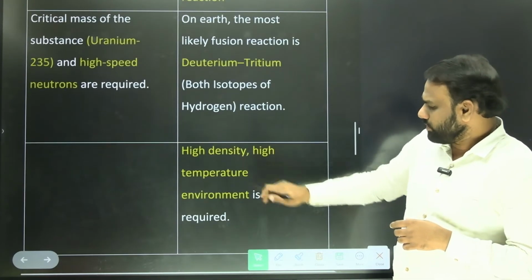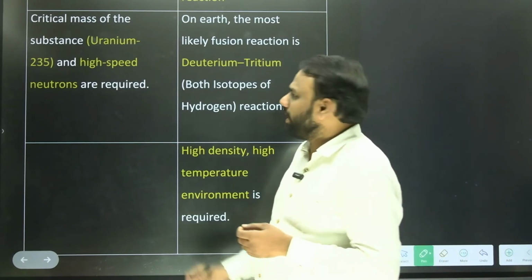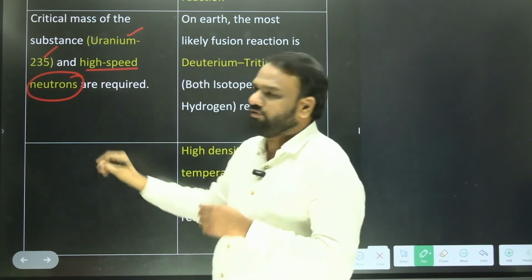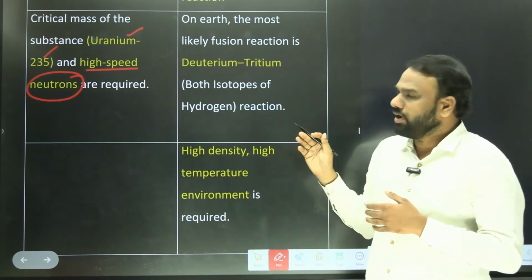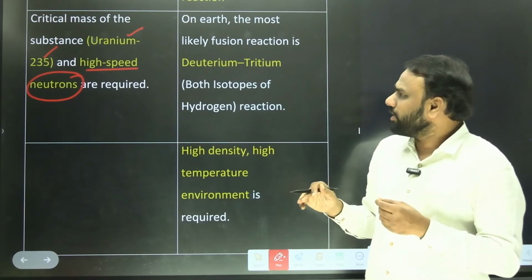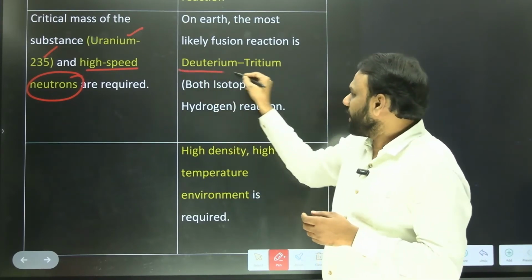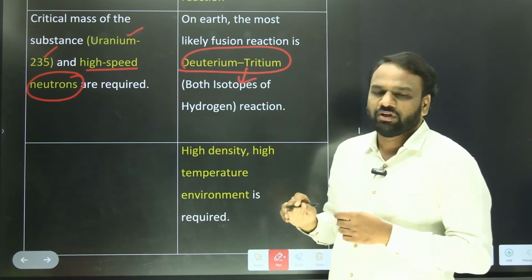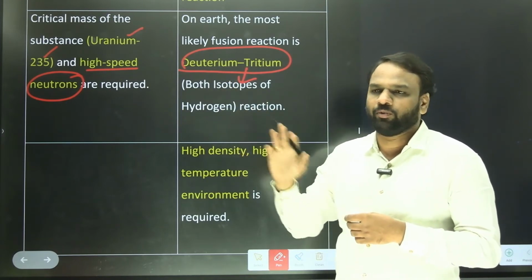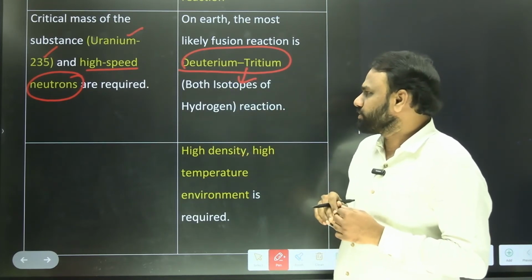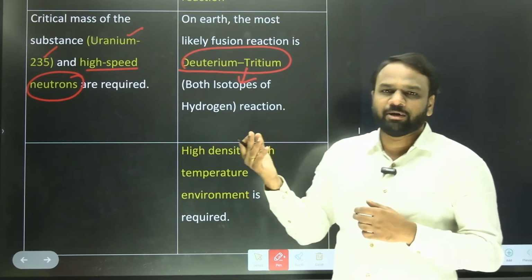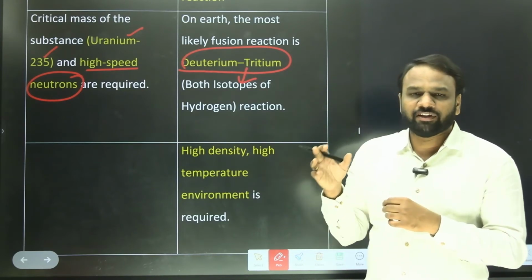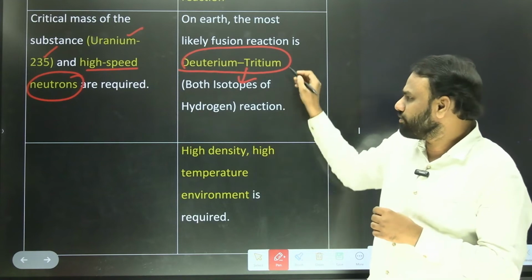Next, in order to start the fission reaction, what is required? We require uranium-235 isotope, and high speed neutrons are required for the fission reaction. And normally on Earth, an example of a fusion reaction is the fusion of deuterium and tritium. So what are deuterium and tritium? They are isotopes of hydrogen. What are isotopes? We have already discussed that in a separate class, so you can watch our video to have an understanding about isotopes. If in the examination they ask whether the reaction involving deuterium and tritium is a fission reaction or fusion reaction, it is a fusion reaction.